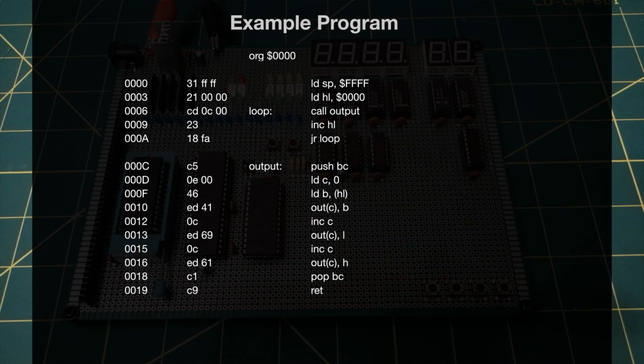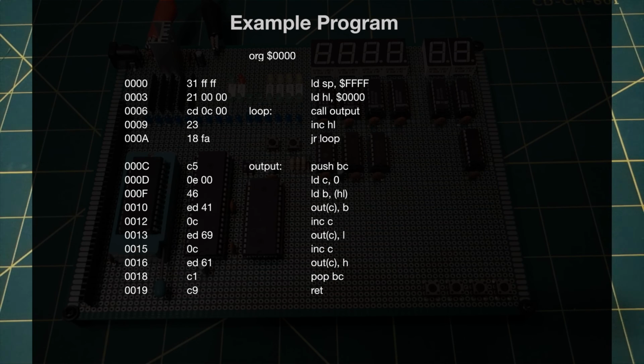Then I'm loading C with 0. Now C is our output port, so this is output port 0. And then I'm loading B with the contents of HL. Remember I said we're going to keep increasing HL. But we're just loading the contents of the memory address that we're pointing to at this particular time into register B. And then I'm going to output the contents of register B onto the port that register C is pointing to. So that'll be port 0, which will be my green LEDs.